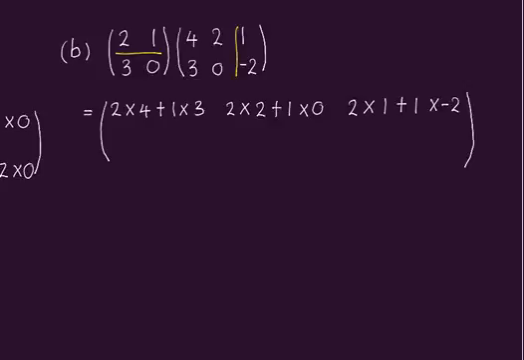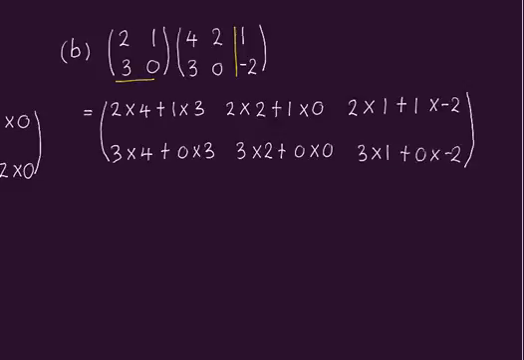After having multiplied using the first row, I go on to the second row, the lower row here. It has to multiply all the columns on the second matrix, starting with the first one. So there I'll be getting 3 times 4 plus 0 times 3. Next, I multiply the row again by the second column, so that's 3 times 2 plus 0 times 0. And lastly, I'm going to multiply the row and the last column, so that's 3 times 1 plus 0 times negative 2.